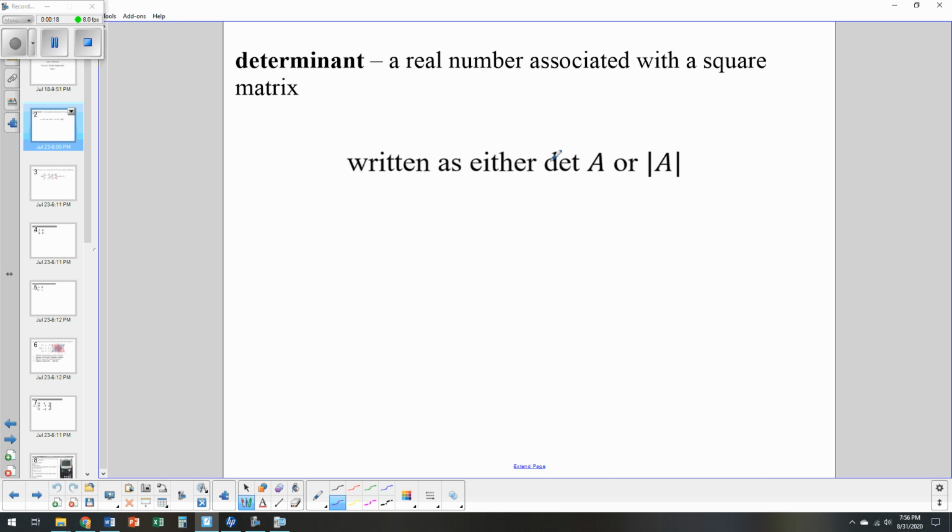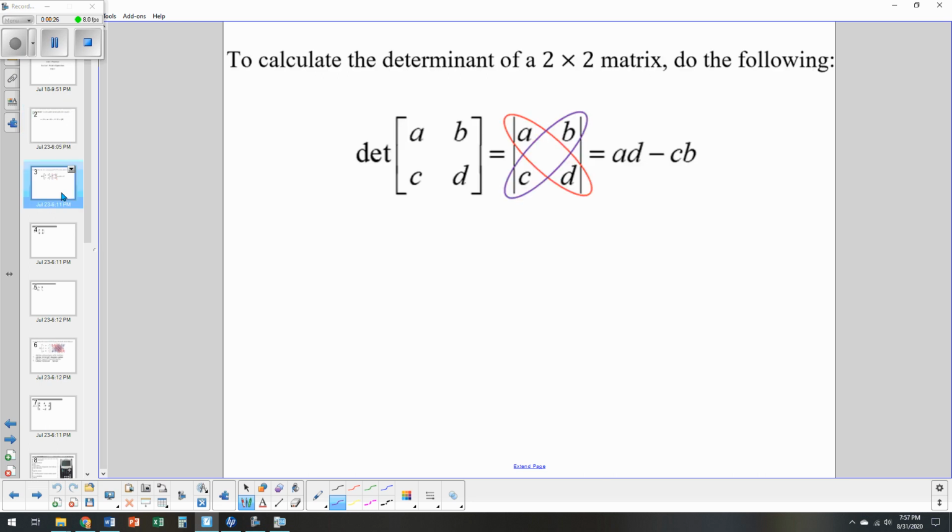It's either written as DET and then the name of the matrix, or the name of the matrix inside what looks like absolute value bars. So to find the determinant of a 2 by 2 matrix, we're going to take the downward diagonal left to right. We're going to find that product, so A times D, and then subtract the product C times B. So left to right, down minus up.